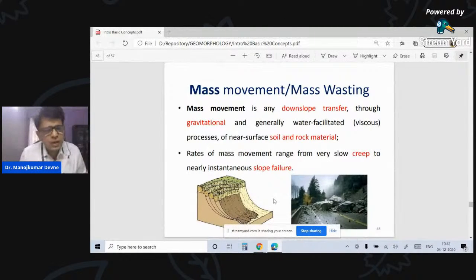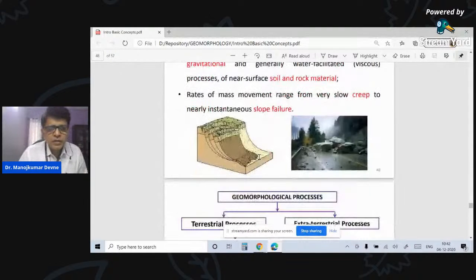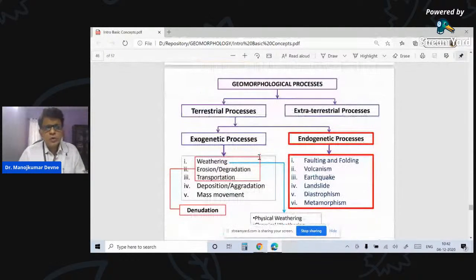Otherwise, it will be called erosion and transportation. Here, whatever gets transported only due to gravity, nobody is pushing it, nobody is responsible for it. All that is called gravity, mass movement as such. So, if you put all of that together, what is a geomorphological process?